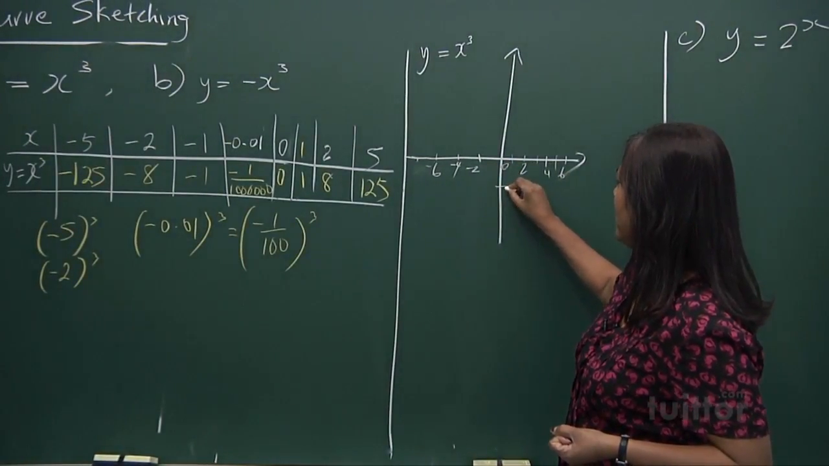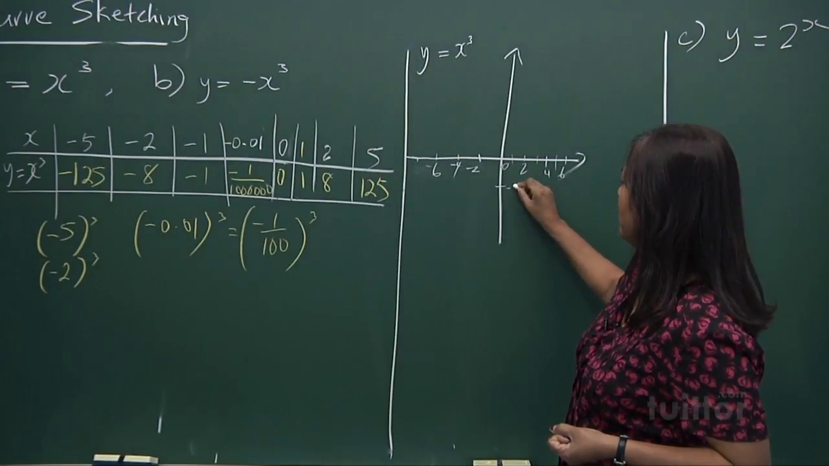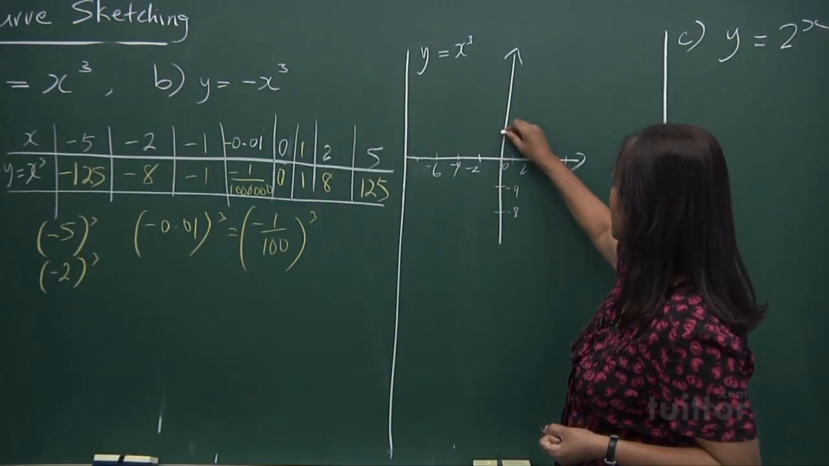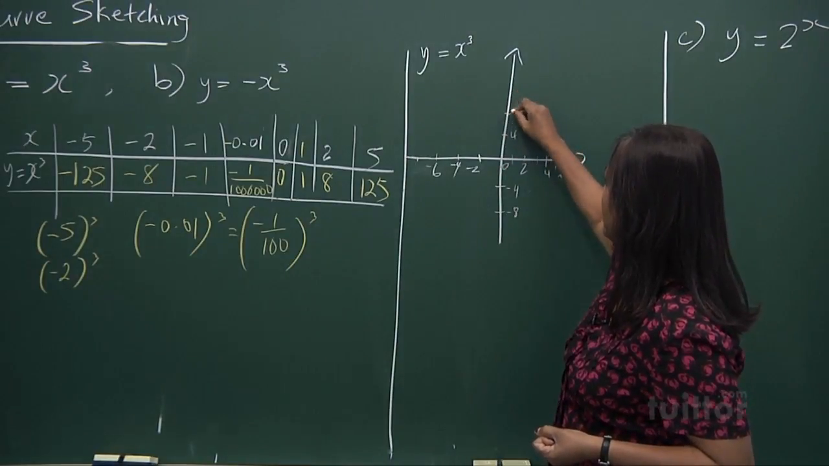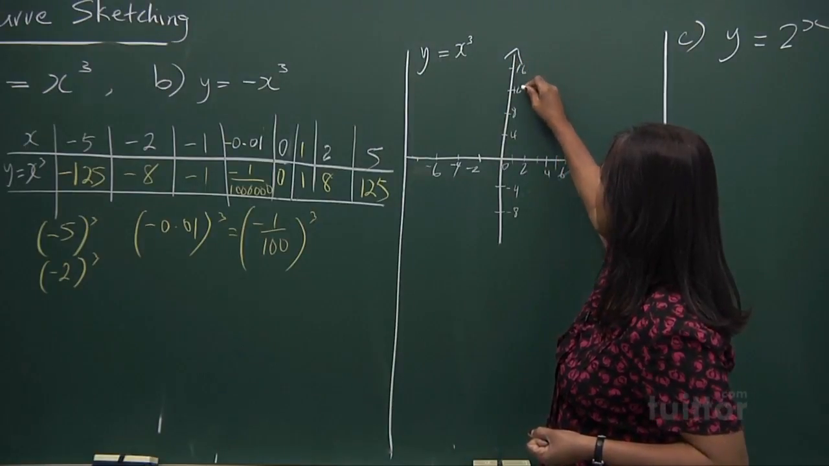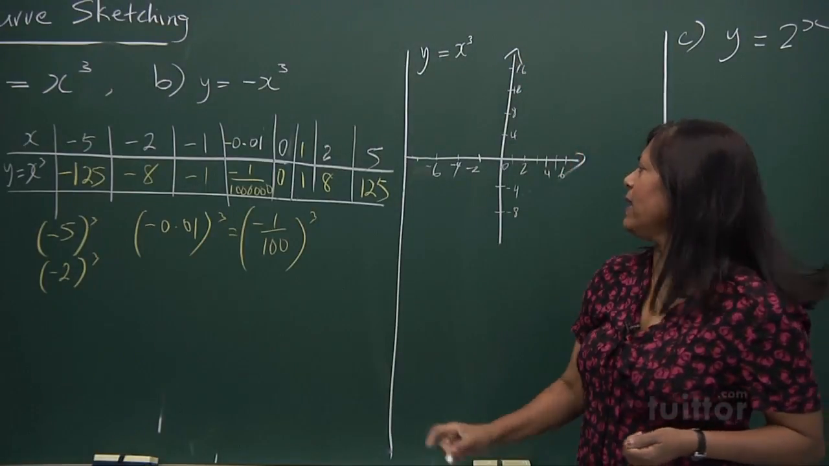Let's put it here as a -4, -8. This is 0. This is a 4. This is a 8. This is a 12. A 16. Now look at it.